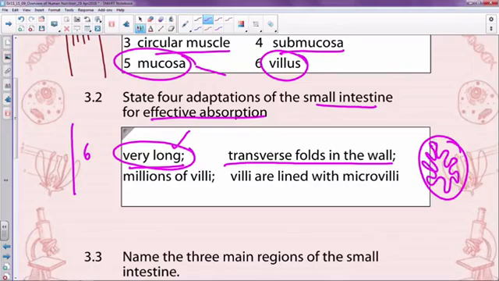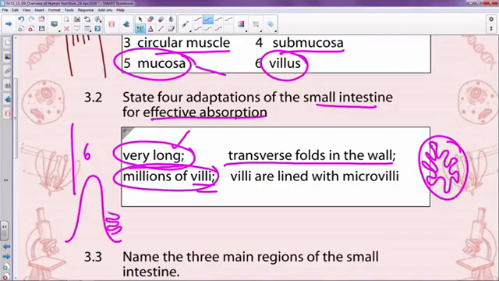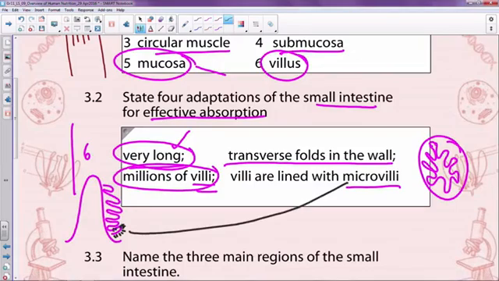And on these folds, there are villi. And these villi are basically finger-like projections. So if we look at this, here you've got villi on the transverse folds. And on these villi, you have further microvilli on their surfaces. So we've got villi, we've got microvilli, we've got transverse folds, and we've got the length that collectively make the absorption function of the small intestine highly effective.